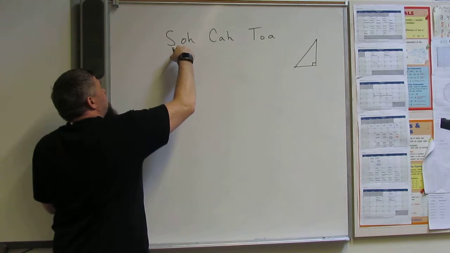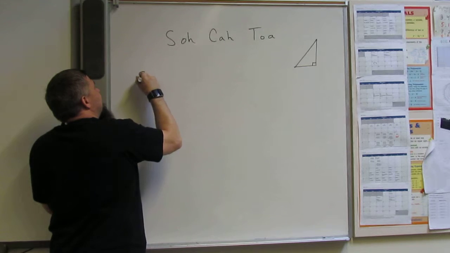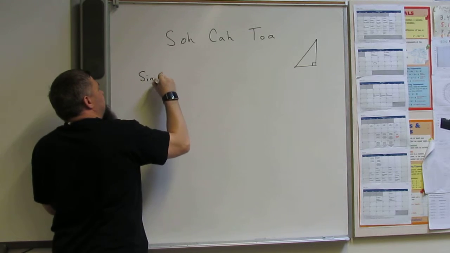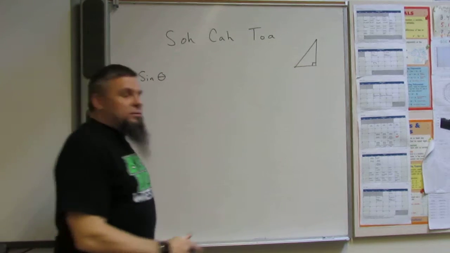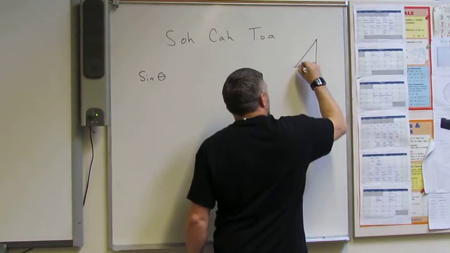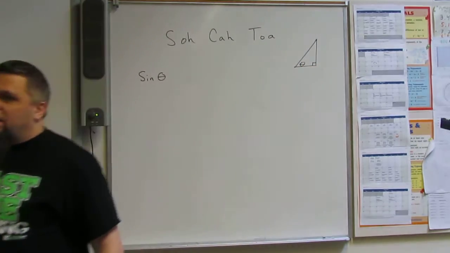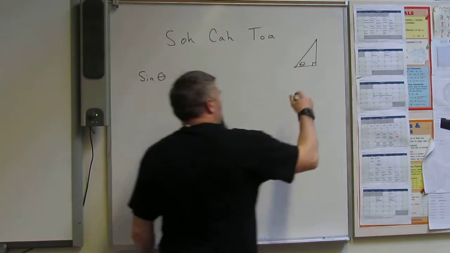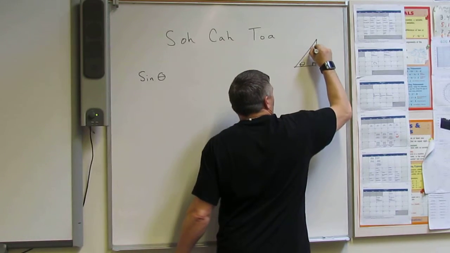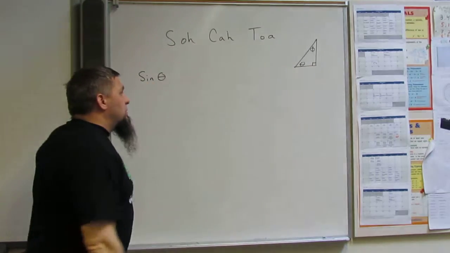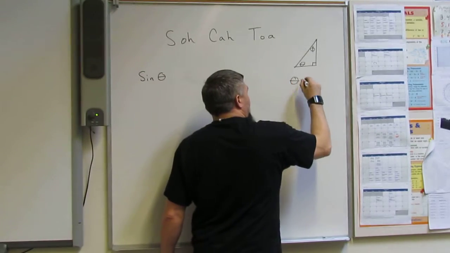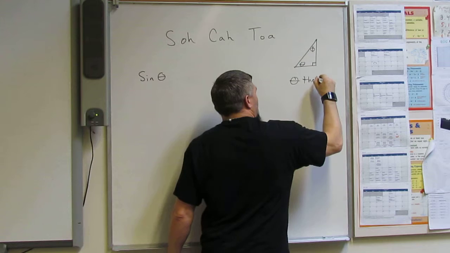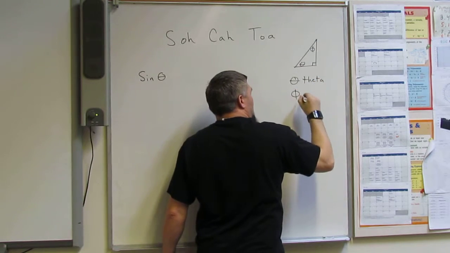SOH is the sine of theta. Now we're going to have this Greek symbol for an angle, theta, and phi. So we have theta and phi.